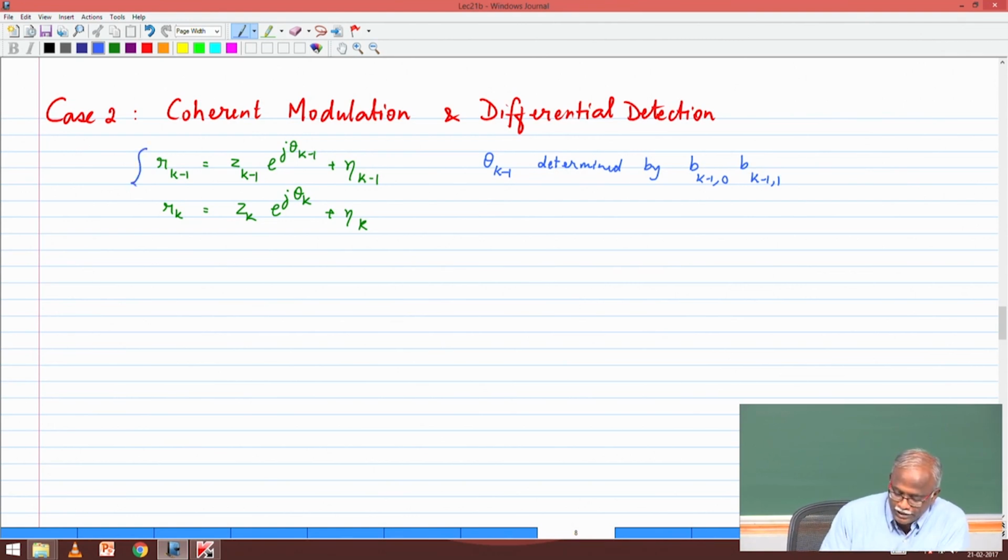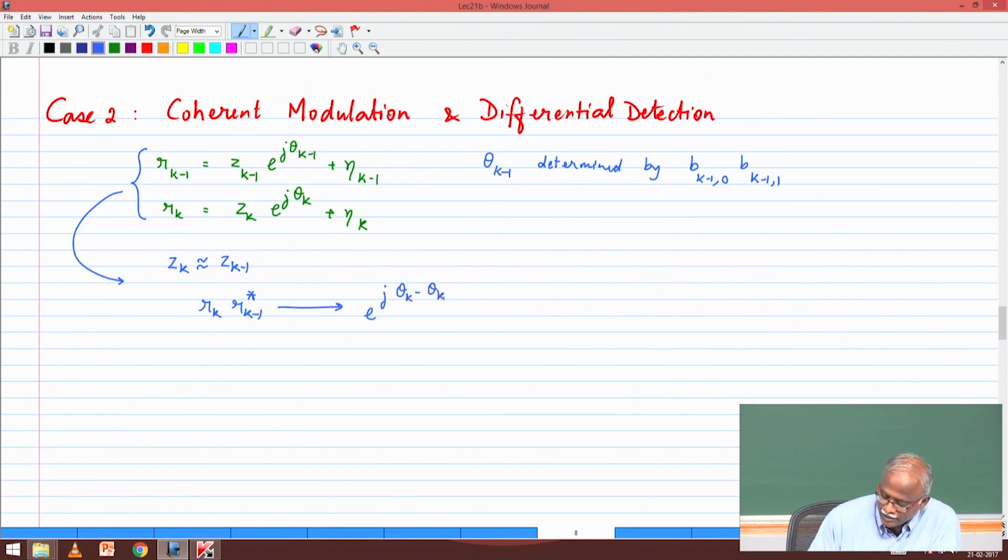So the differential detection mechanism says: I make the assumption that zk is approximately equal to zk minus 1, and then I do the following operation, Rk times Rk minus 1 conjugate. That is the differential detection operation, exactly like before. This will eventually get for me the metric e power j theta k minus theta k minus 1. This is what I get through the process of differential detection. Effectively this tells me delta theta k, but delta theta k is not what I am interested in.